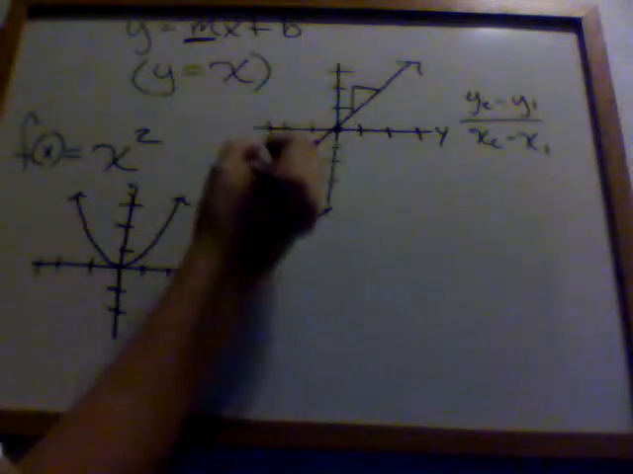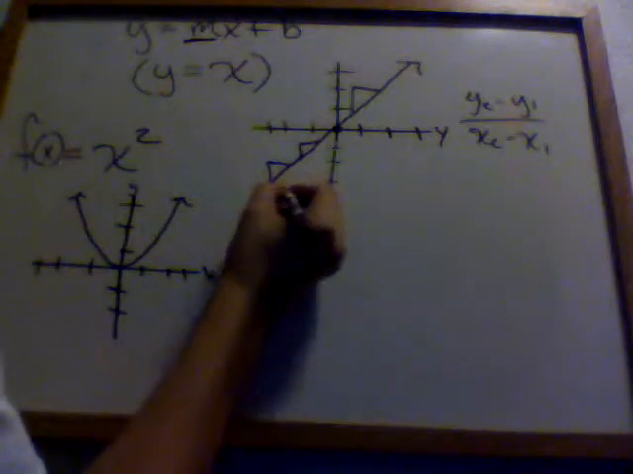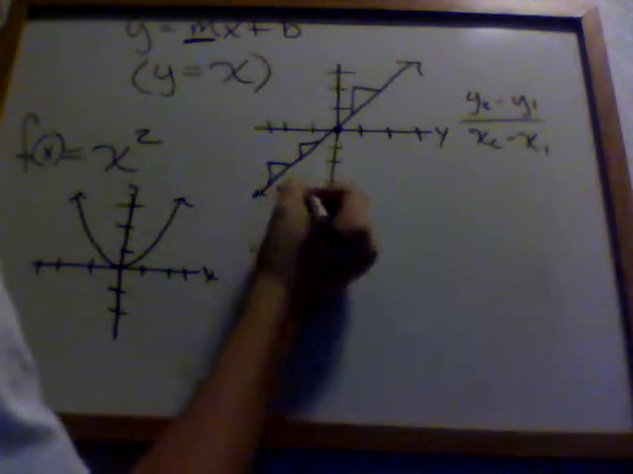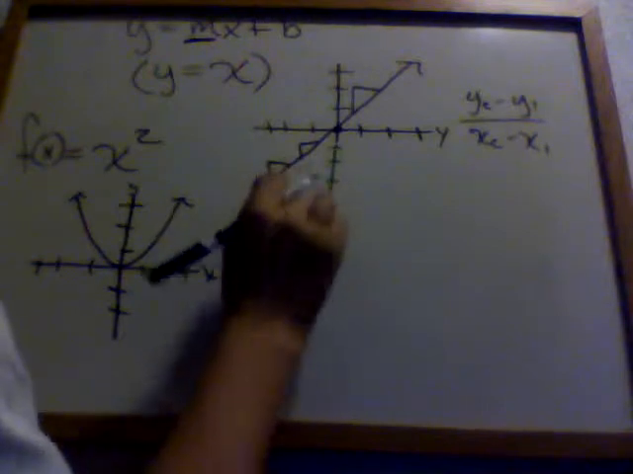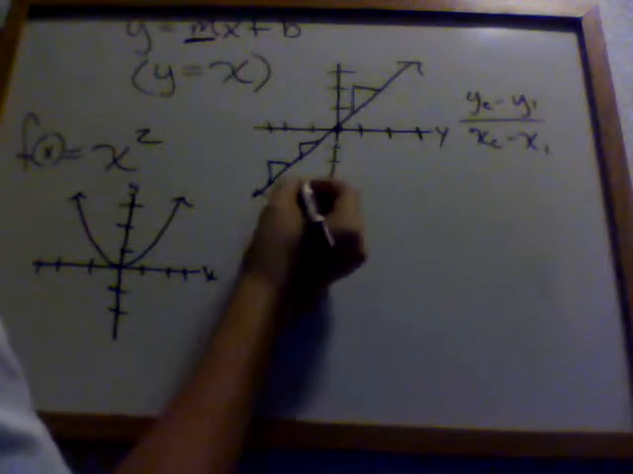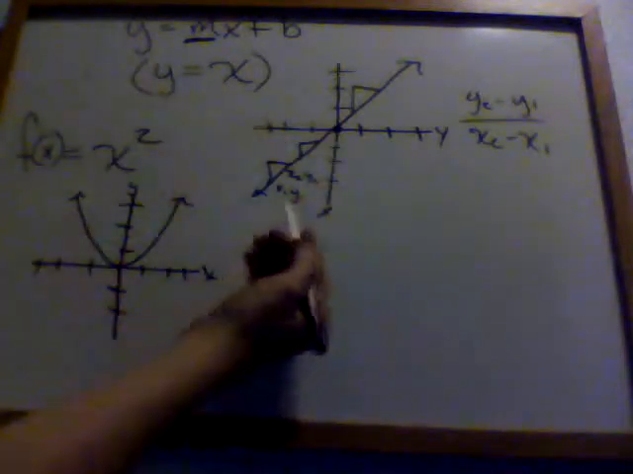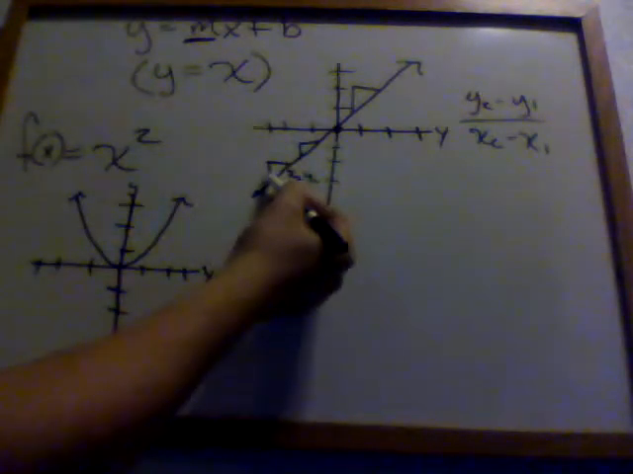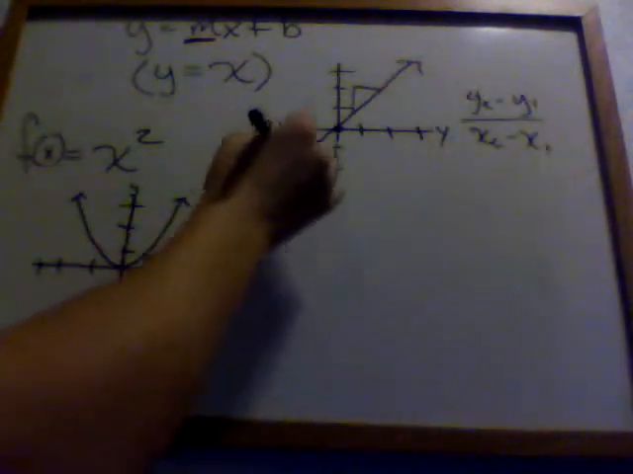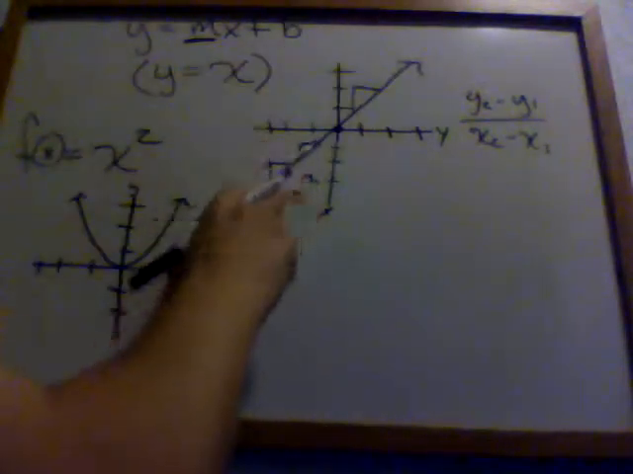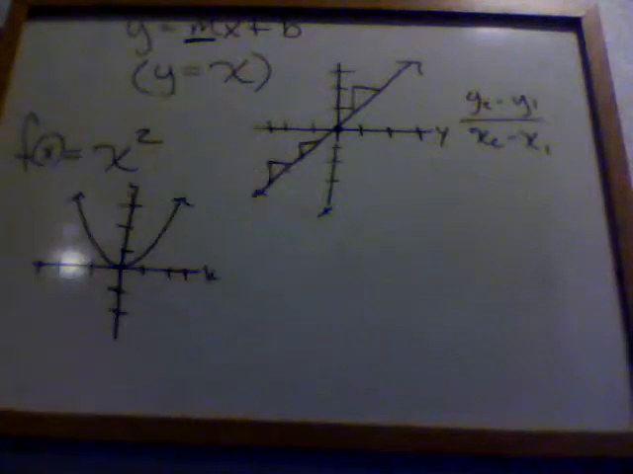This being, let's call this x1, y1, x2, y2. This would give you a slope. Plug these values in, get this, and it's going to be the same for every arbitrary choice of those values.